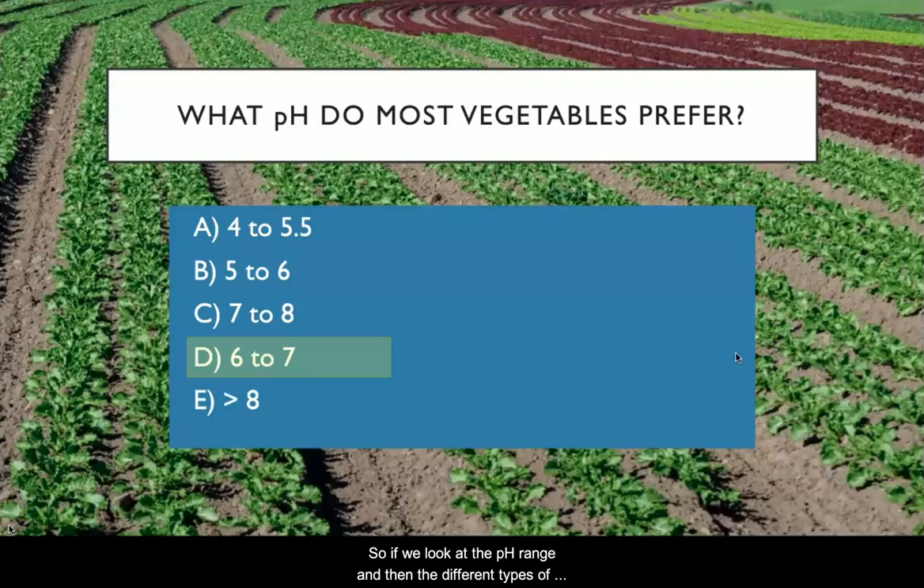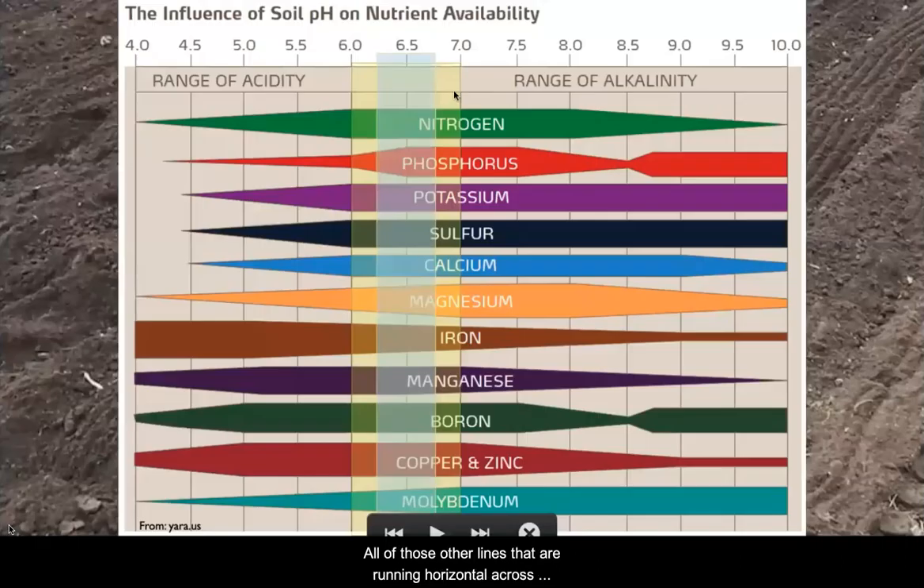So if we look at the pH range and then the different types of nutrients that are potentially available in the soil, that range of 6 to 7 here is denoted in yellow. And it being in yellow shows a wide range of just 6 to 7, which is 1 point of pH. All of those other lines that are running horizontal across this graph show the relative amount of that type of nutrient in the soil as it changes with pH.